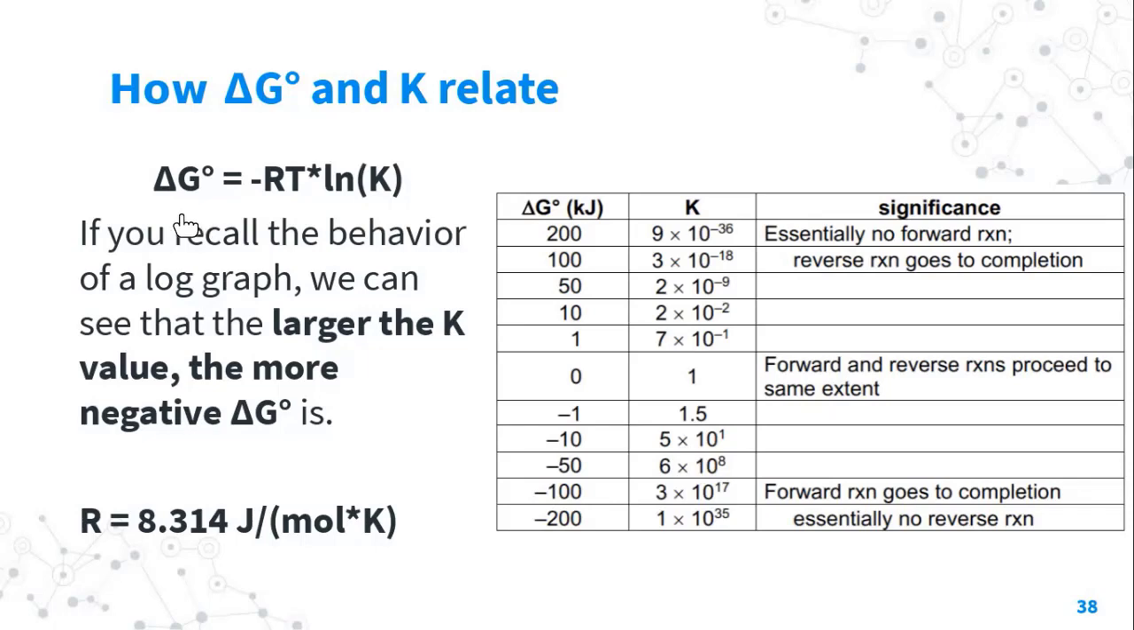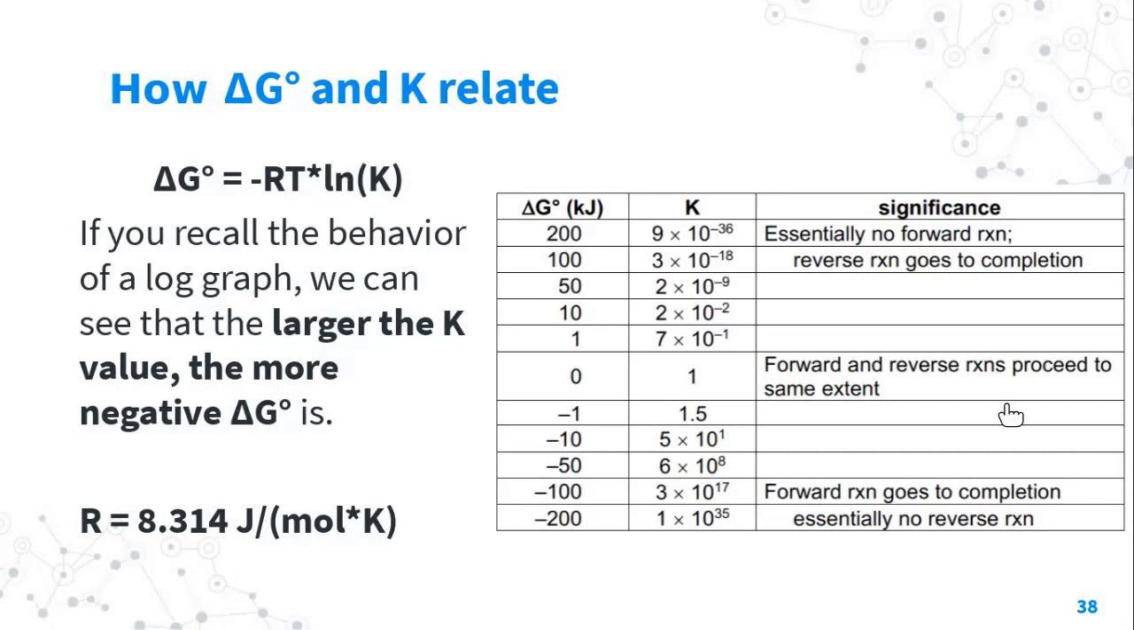I won't go into details about how it's derived, but this is a good one to memorize. Delta G standard is equal to negative R times T times ln of K. R is our gas constant, 8.314 joules per mole per Kelvin. If you recall how a log graph looks, the larger your K value gets, the more negative delta G gets. Ln is just natural log.